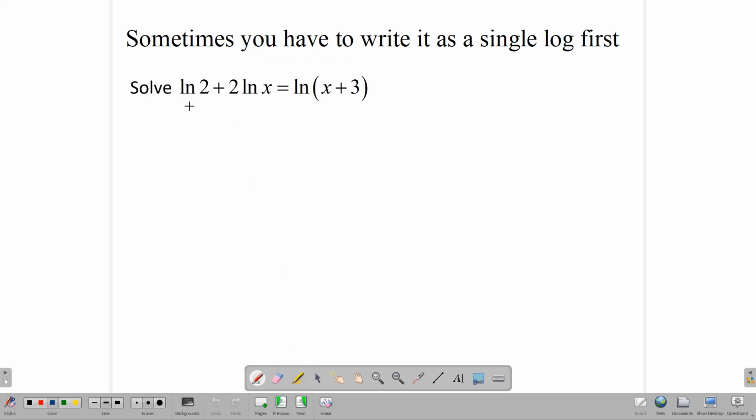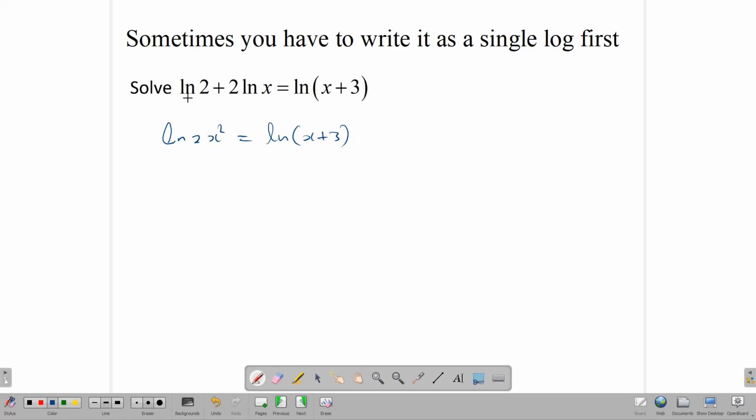So here we have the ln of 2 plus 2 ln x plus e is equal to ln of x plus 3. And what we want to do is to rewrite this part first as a single log. It helps when you do that. So we would say the ln of 2, this is a power here, so we're saying 2x squared is equal to the ln of x plus 3.